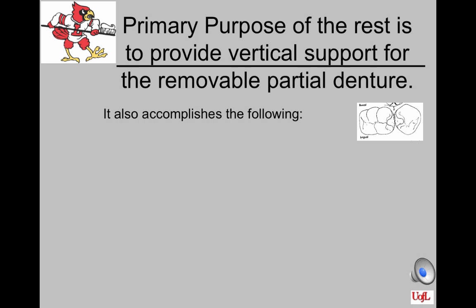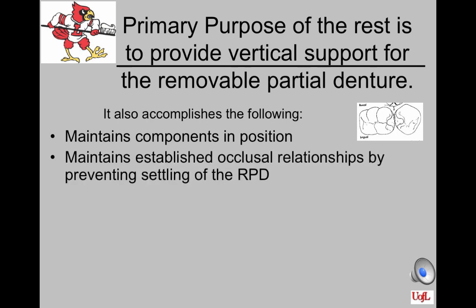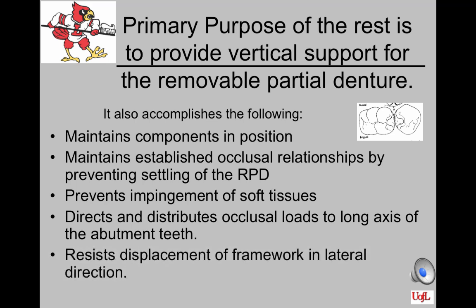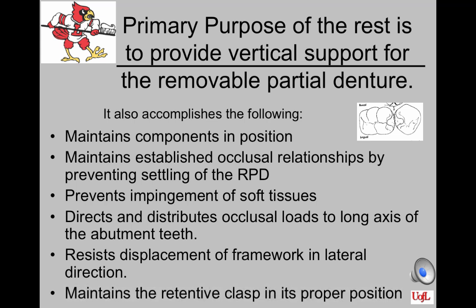The primary purpose of a rest is to provide vertical support for the removable partial denture, but it also accomplishes the following. It maintains components in their position. It maintains established occlusal relationships by preventing settling of the RPD in that posterior area. It prevents impingement on the soft tissues by the metal framework. It directs and distributes occlusal loads to the long axis of the abutment teeth. It resists displacement of the framework in a lateral direction, and it maintains the retentive clasp arm in its proper position.